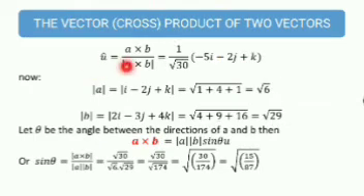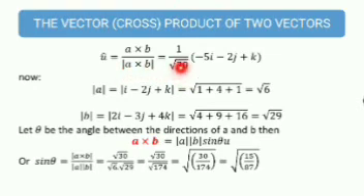So this is the application here. The unit vector, this is the formula. So a cross b is what? Minus 5i minus 2j plus k. That is what we get for a cross b, divided by the modulus of a cross b, which is root 30. Is that clear? That is the unit vector.